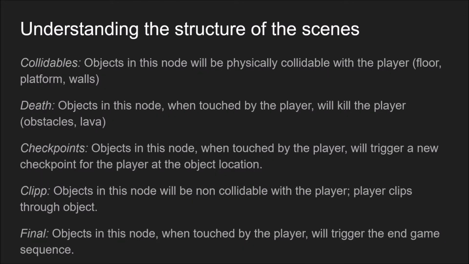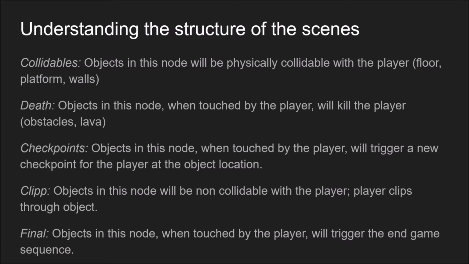All these nodes have their own different purposes. Objects in the collidables node will be physically collidable to the player, such as platforms, walls and floors. Objects in the def node, when touched by the player, will kill them, so those will be the obstacles. Objects in the checkpoints node, when touched, will trigger a checkpoint and set a checkpoint at the location of the object.